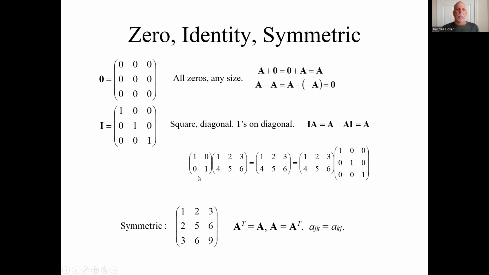Here's an example. Remember, order matters. So in this case, if this is the A matrix and we pre-multiply it, it's a 2 by 2. Convince yourself, carry out this multiplication, you get the matrix back.